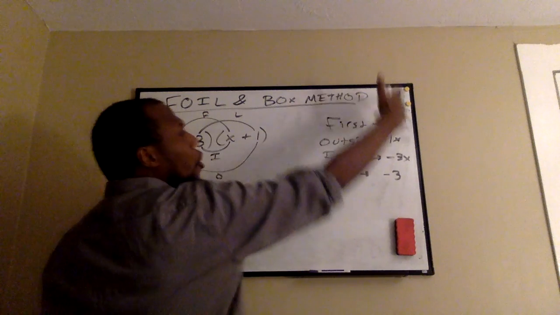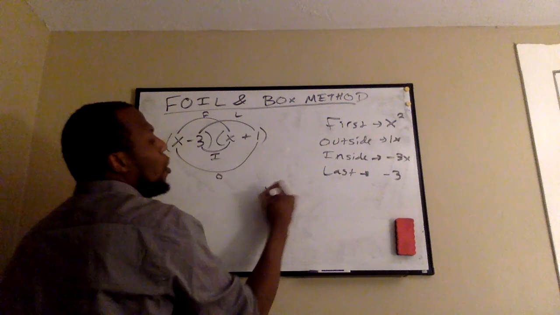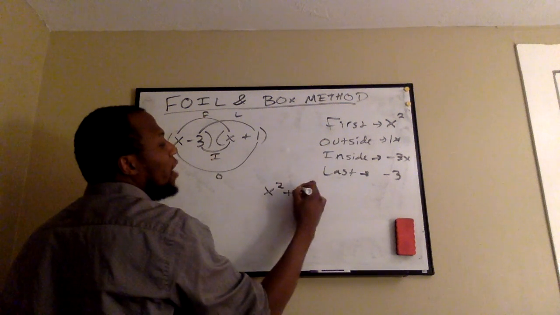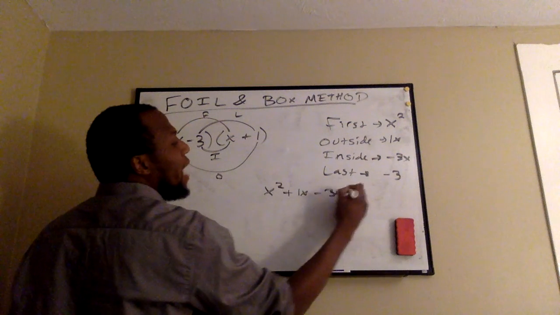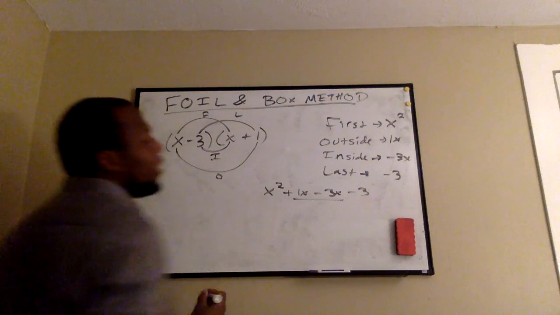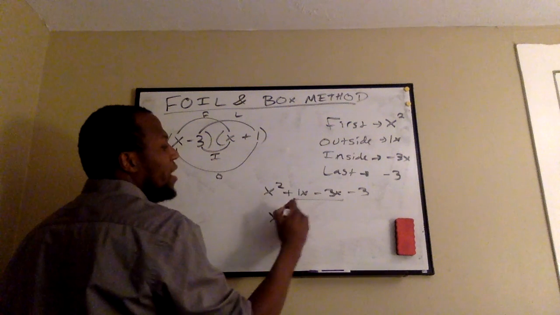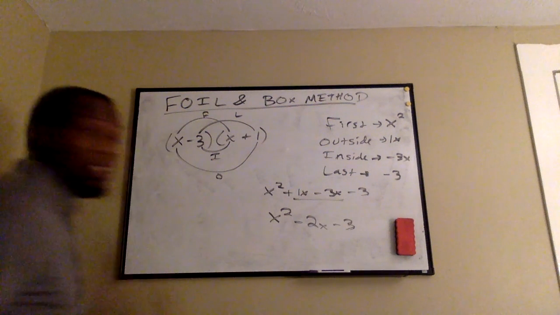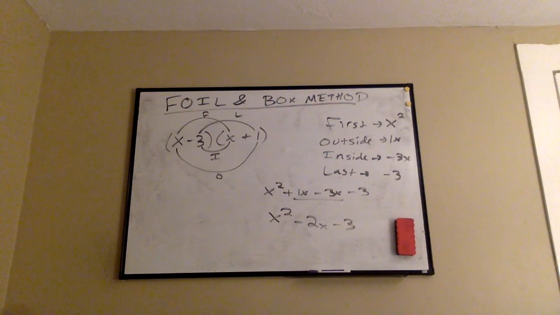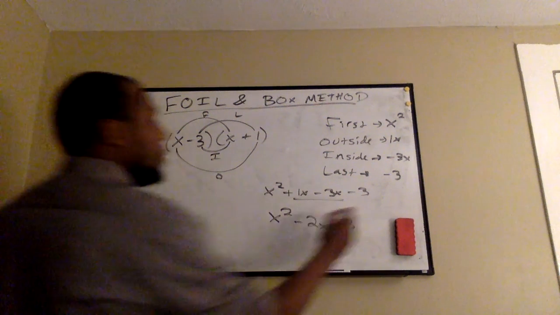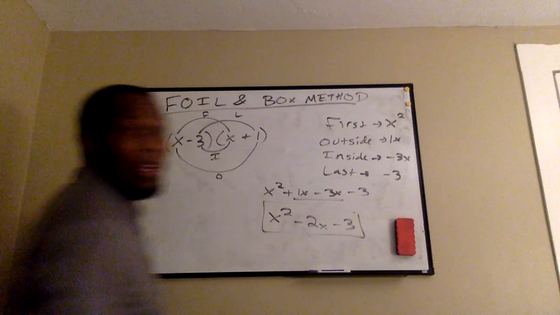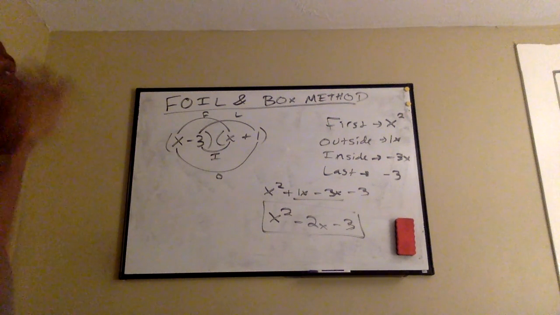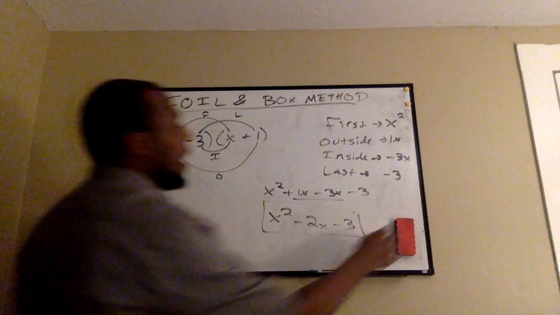Once we have all those terms written out, x squared plus 1x minus 3x minus 3, we combine our like terms in the middle, and we end up with x squared minus 2x minus 3. So that would be our simplified answer. Let's look at another example of that.